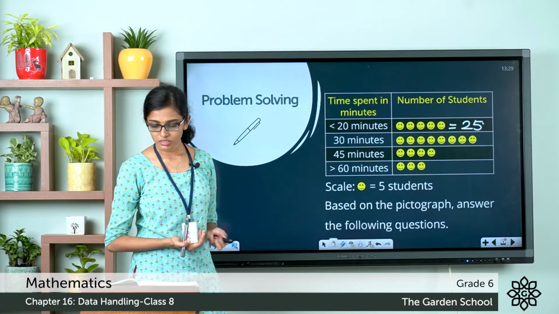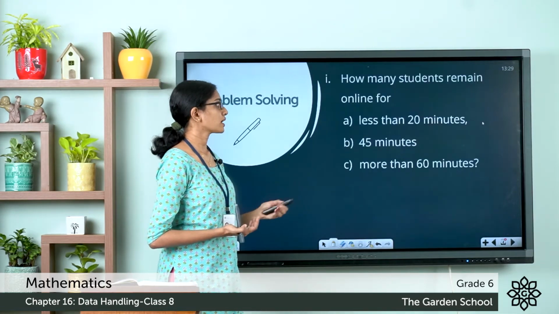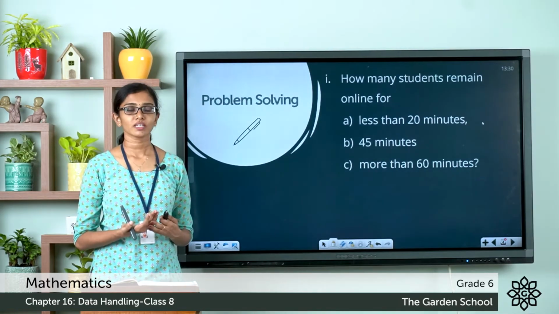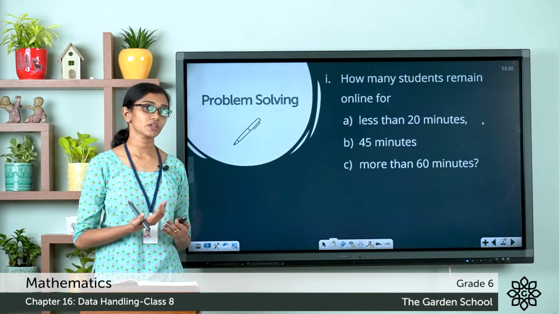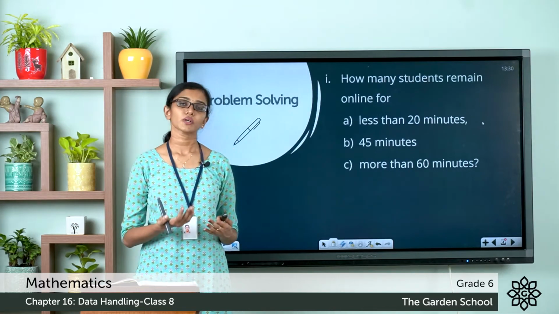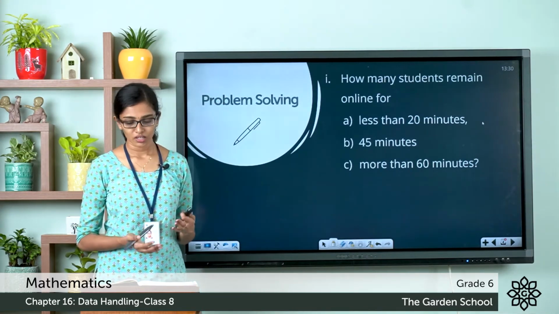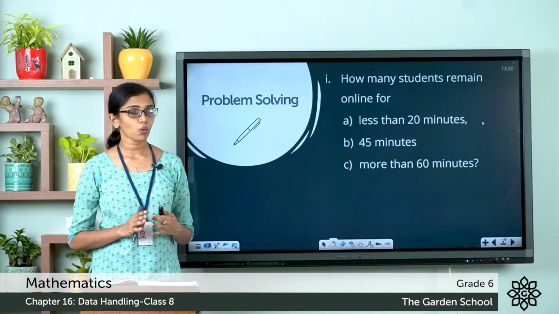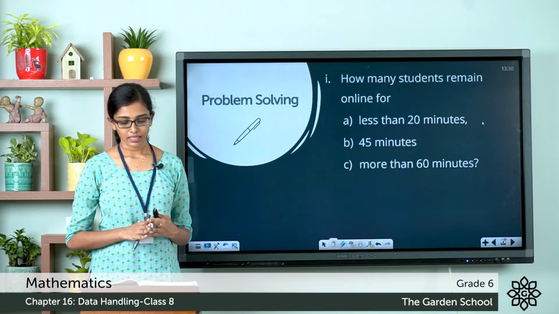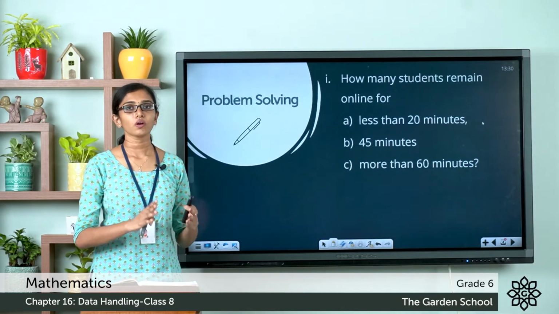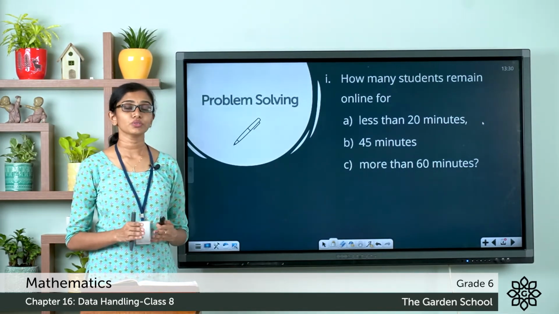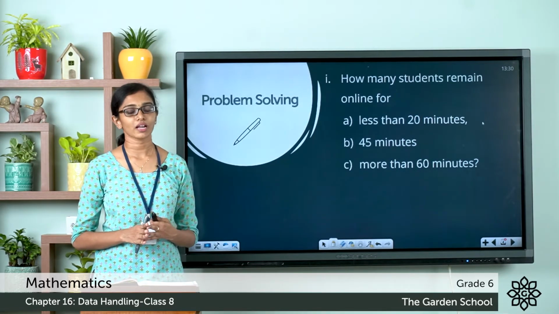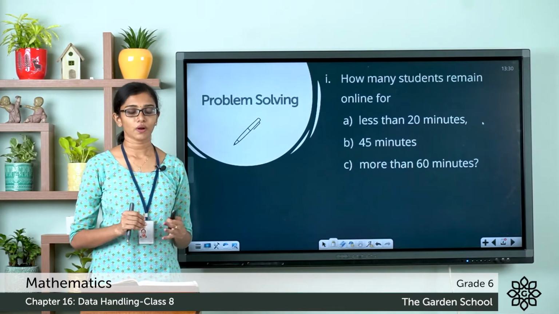Now the second question asks to find the number of students who spend 45 minutes online. Look at the row which represents the number of students who remain online for 45 minutes. How many symbols do you see there? You can see 4 symbols. You can look at your textbook now. The 4 symbols equal a total of 4 into 5 students, which is equal to 20 students. Similarly, find the number of students who remain online for more than 60 minutes from the pictograph.